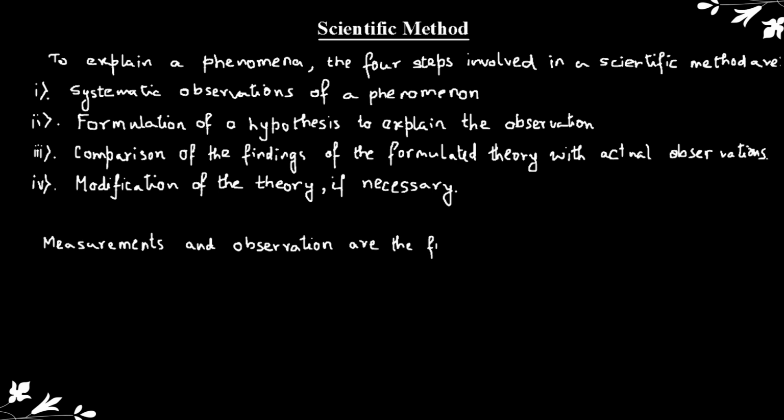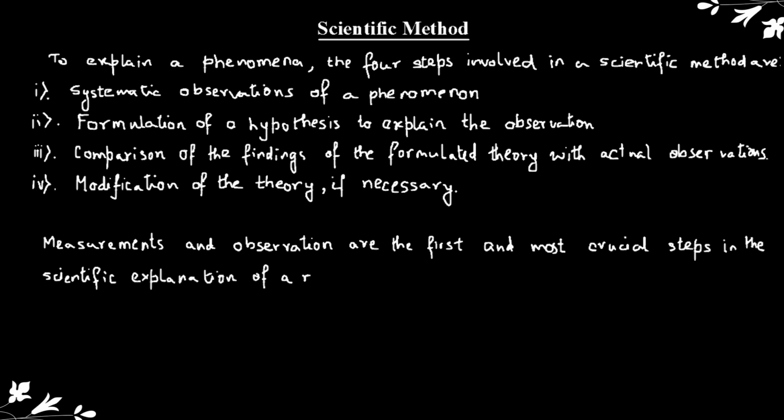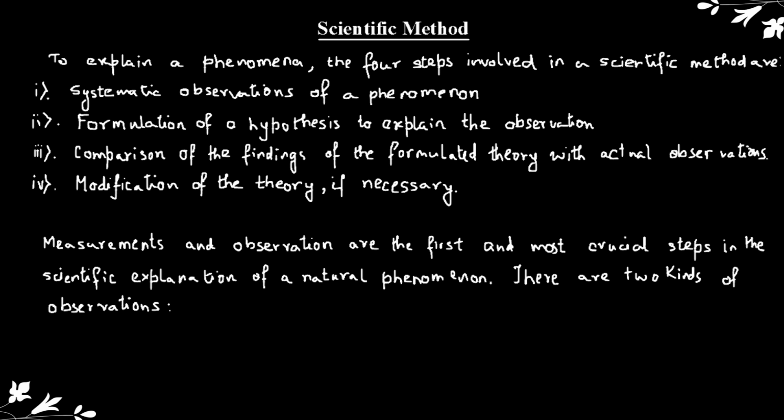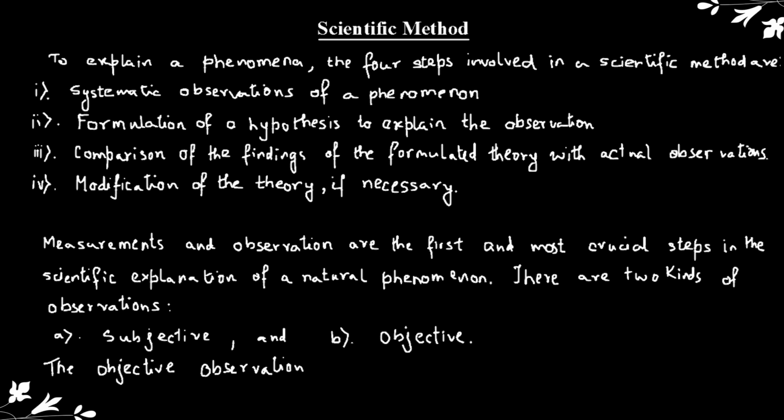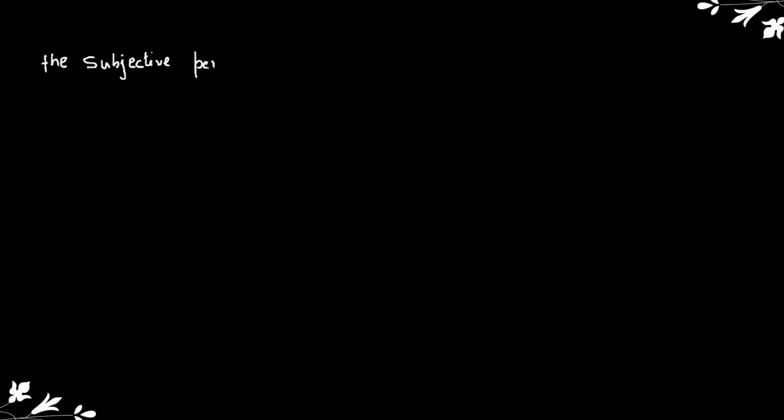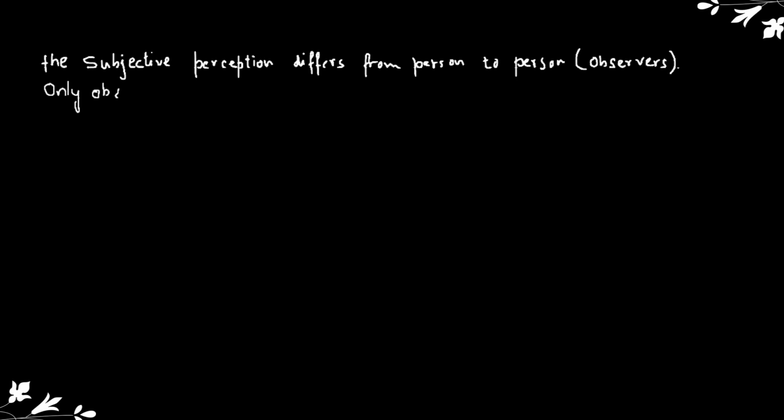Measurements and observation are the first and most crucial steps in the scientific explanation of a natural phenomenon. There are two kinds of observations: subjective and objective. The objective observation is the same for all people. However, the subjective perception differs from person to person, observer to observer. Only objective observations are relevant to physics.